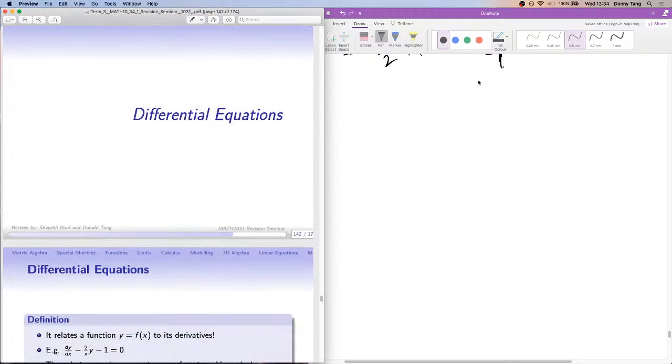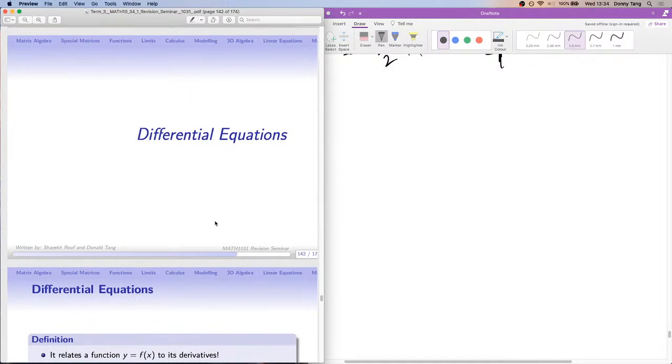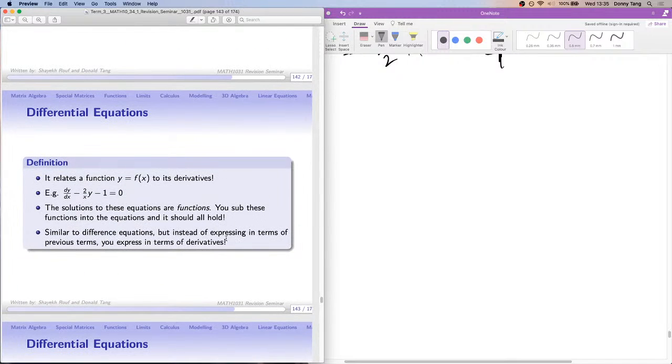All right, differential equations finally, and we've got 20 minutes to go through everything else. Yikes. We might go a little over time, but it's fine. So what a differential equation does is it relates a function y equals f(x) to its derivatives. For example, this. The solutions to these equations are functions. You sub these functions into the equations and it should all hold. Obviously, because dy/dx, you want to sub in a function, differentiate it, and all these functions multiplied out should give you 0.